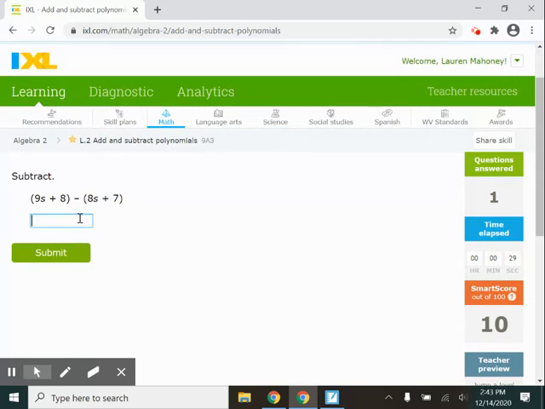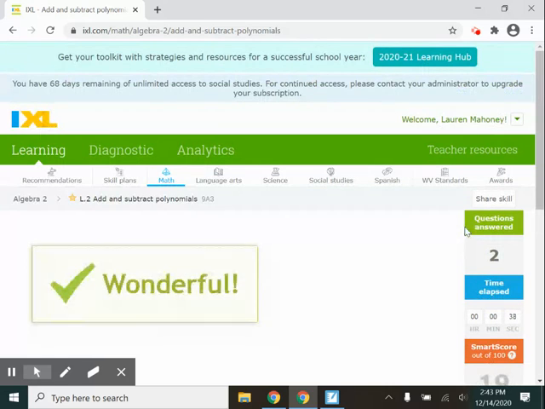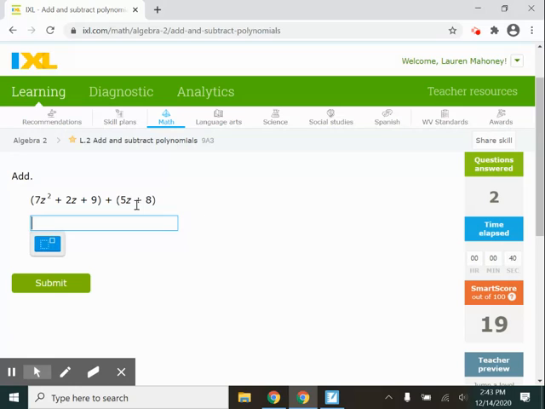Here's another subtraction. 9s minus 8s is going to be a 1s, and then 8 minus 7 would give us a plus 1. Again, pretty self-explanatory. This one goes a little bit further. Make sure you only combine things that have the proper exponents. So the 7z squared doesn't have anything to combine with. You would just put the 7z squared into your answer.